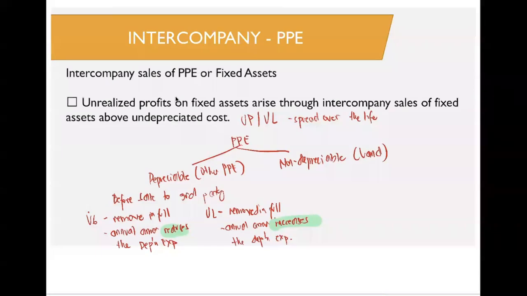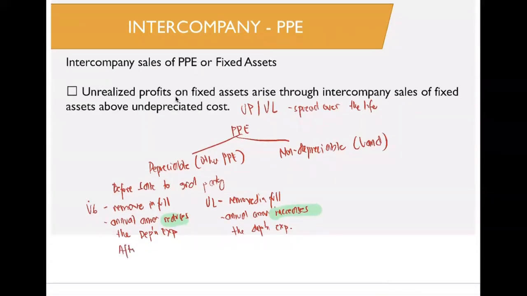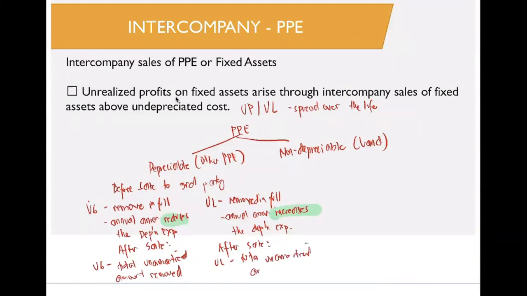How about after sale? After sale to a third party, for unrealized gain, the total unamortized amount will be removed. While for unrealized loss after sale, the total unamortized amount will also be removed.